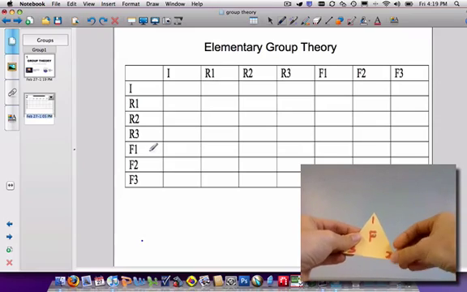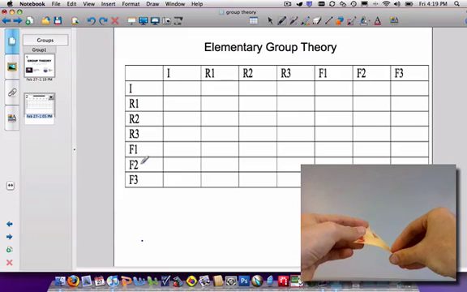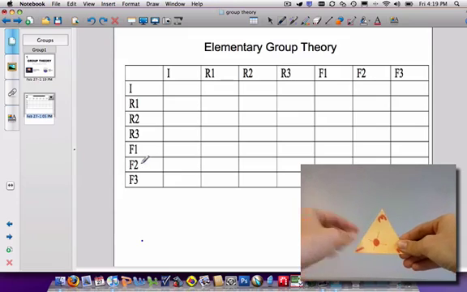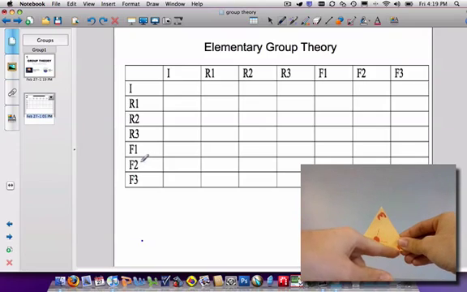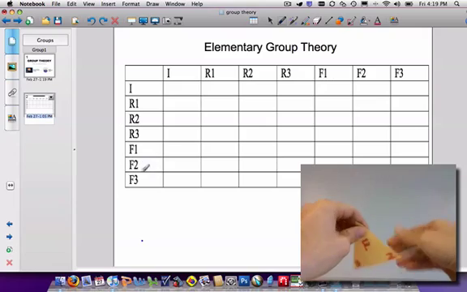Okay, go back to the start. F2 is a flip holding the 2. Now keep in mind that you always have to have one side that's parallel to the table. Okay, so let's get started.